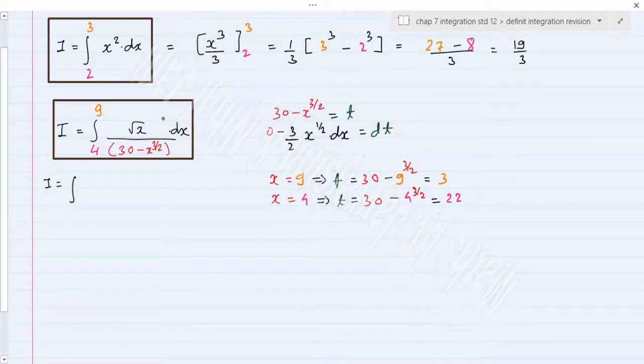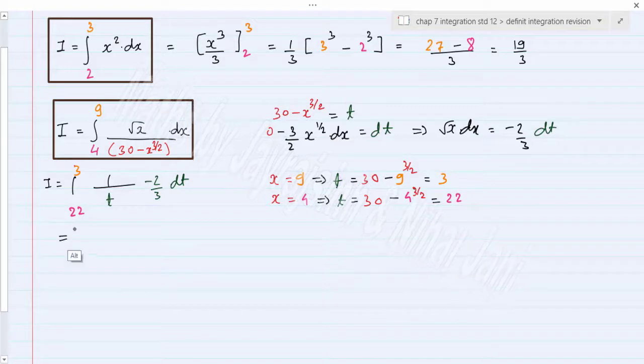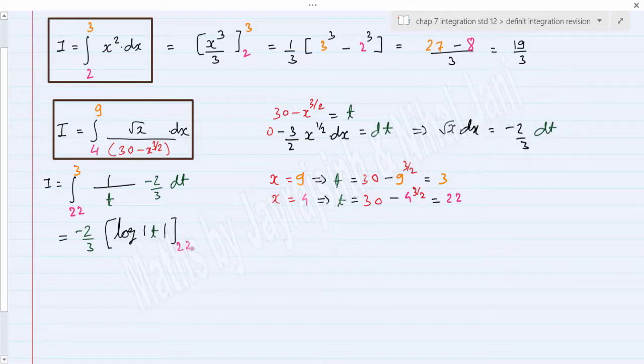So we can modify our integration. This root x dx will become your minus 2 by 3 dot dt, and 1 upon 30 minus x raised to 3 by 2 will become your t, and limit will be 22 to 3. Minus 2 by 3 is constant. Take it outside. Integration of 1 upon t will be log mod t. Our limits are from 22 to 3.